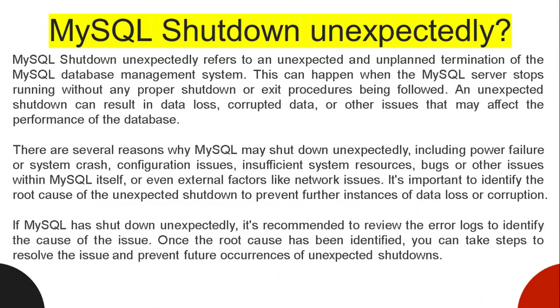MySQL shutdown unexpectedly refers to an unexpected and unplanned termination of the MySQL database management system. This can happen when the MySQL server stops running without any proper shutdown or exit procedures being followed. An unexpected shutdown can result in data loss, corrupted data, or other issues that may affect the performance of the database. There are several reasons why MySQL may shut down unexpectedly, including power failure or system crash, configuration issues, insufficient system resources, bugs or other issues within MySQL itself, or even external factors like network issues. It's important to identify the root cause of the unexpected shutdown to prevent further instances of data loss or corruption.